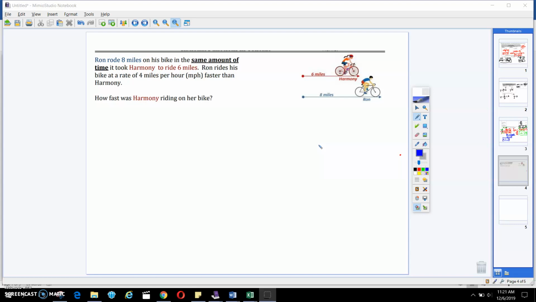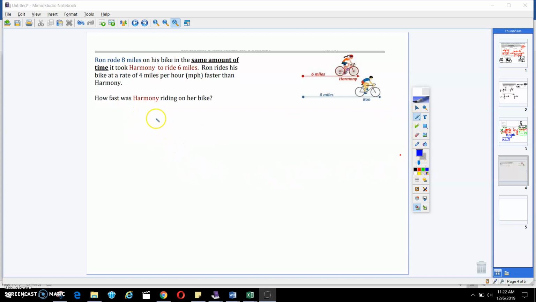All right, so it says Ron rode 8 miles on his bike in the same amount of time it took Harmony to ride 6 miles. Ron rides his bike at a rate of 4 miles per hour faster than Harmony. How fast was Harmony riding on her bike? So this isn't in your packet. This is just practice that we're going to go over.